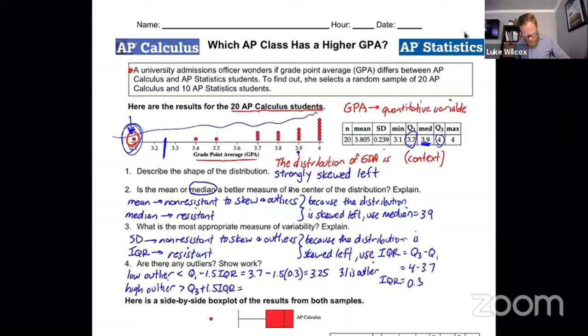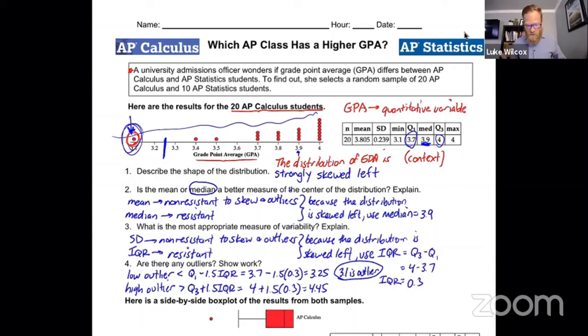So our Q3 here is 4 plus 1.5 times the IQR is going to give us a value of 4.45. Very clearly, there are no numbers that are greater than 4.45, so we certainly do not have a high outlier. We are left with just the low outlier of 3.1.